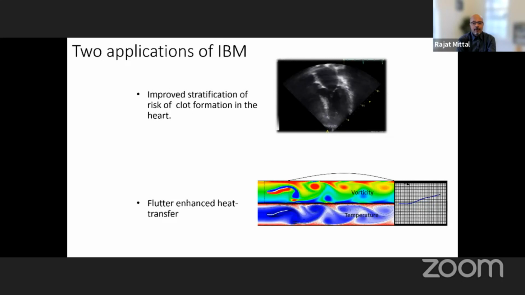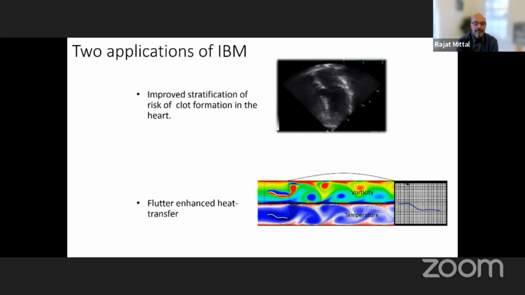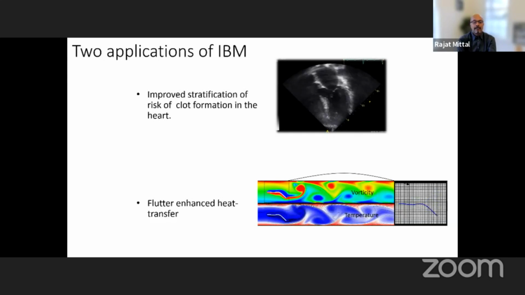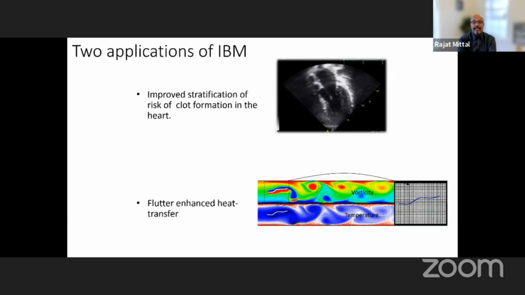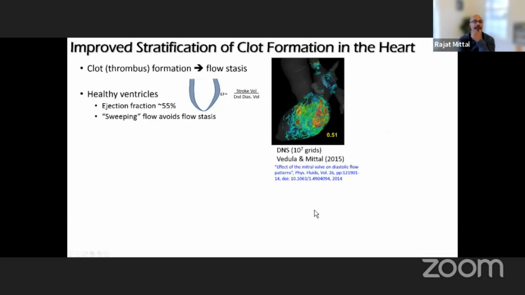The second one is closer to the subject matter of this conference. This is a project that we worked on with experimentalists, a collaborative project where we are trying to enhance heat transfer using flow-induced flutter. So these are the two projects that I'll focus on in the next 15-20 minutes.